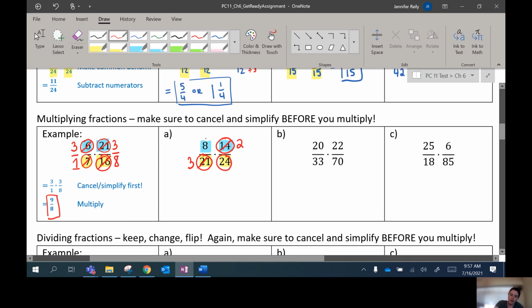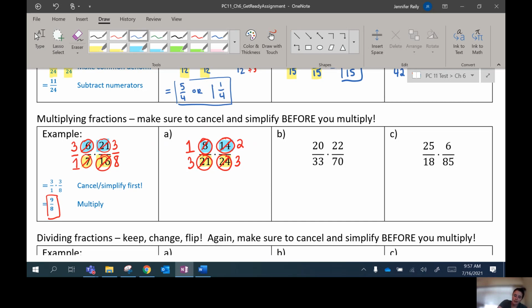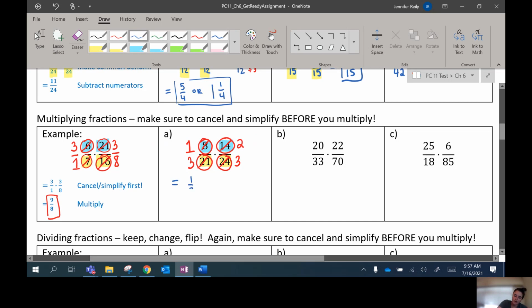Now we're going to have a look at the 8 and the 24. Those can both be divided by 8. So sometimes you'll find a common factor and sometimes you won't. But if you do, you definitely need to divide by it and cancel first. So now this question becomes a lot easier. It's just 1/3 times 2/3, which would be 1 times 2 is 2, 3 times 3 is 9.